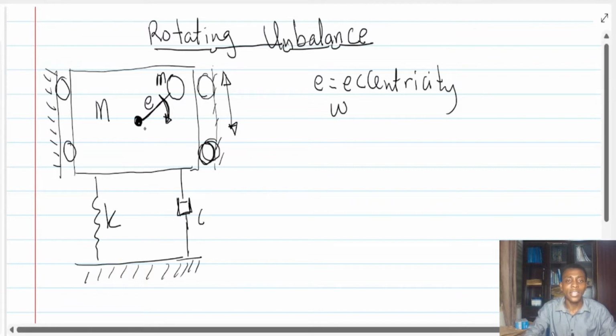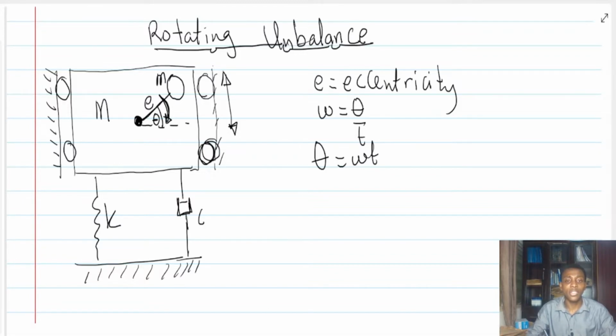All right. Now what happens is that the angle formed, let me just denote here as theta, okay? So we know that angular speed is theta over t. So I can say that theta equals omega t. So this theta right here is actually omega t, right? Okay. Now what's going to happen?